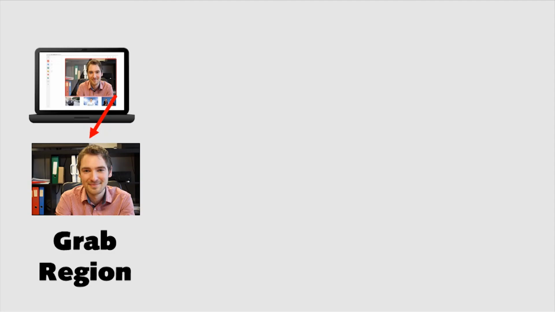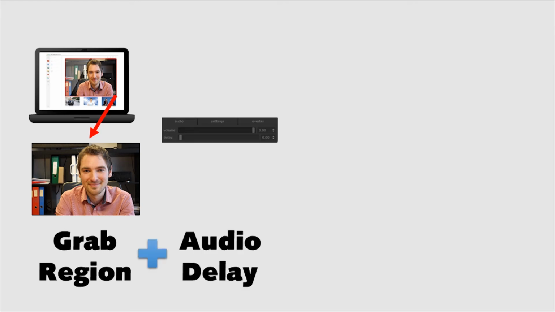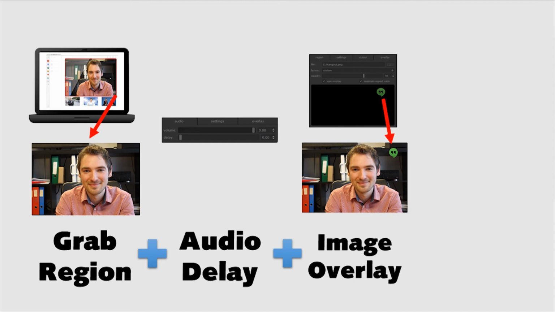Start your favorite video communication tool, for instance Google Hangouts. Now use the video grabber to select your region of interest, in this case the feed from your call participant. Delay the incoming audio if needed to secure lip sync. Insert an image overlay for logos and/or branding if applicable.